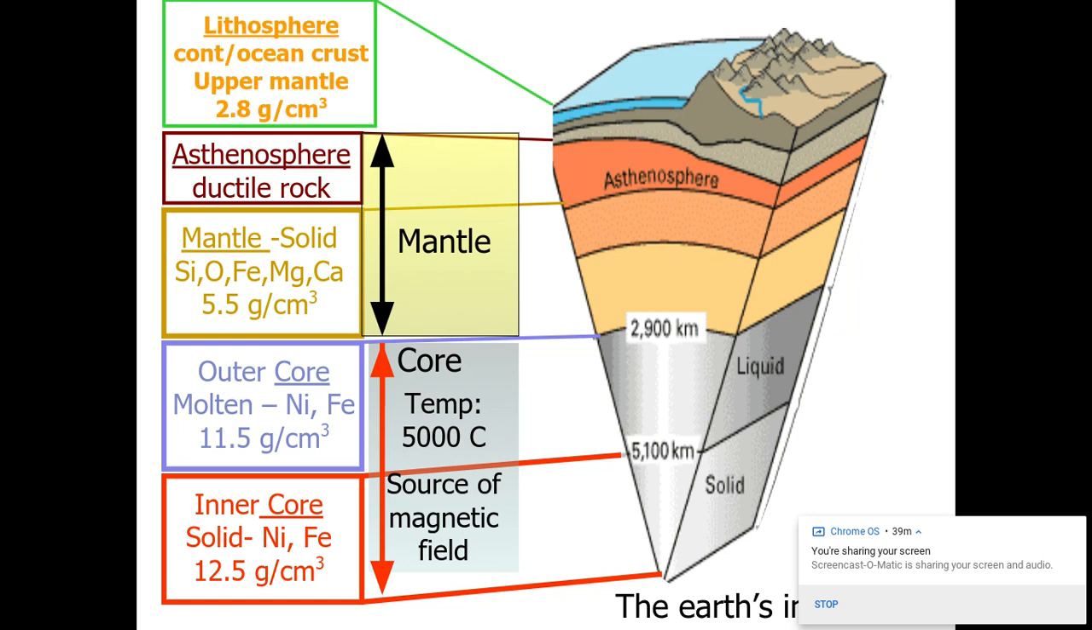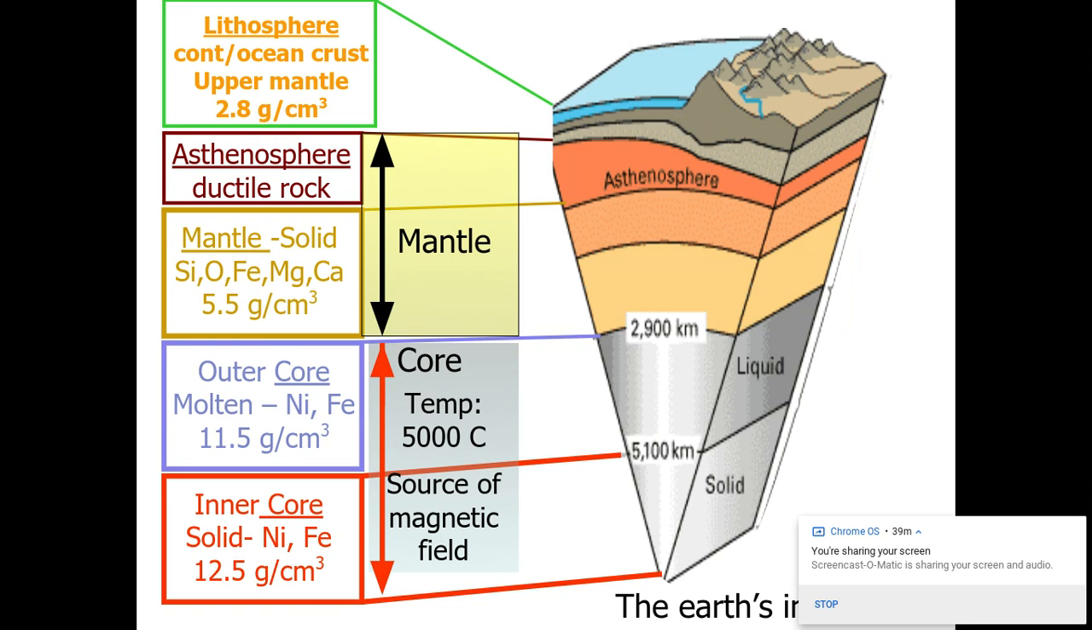Then up here on the very top of the Earth lies a very, very thin crust material. This is known as the lithosphere, which is a combination of both continental material where we live and ocean crust, which represents the ocean floor, and a little part of the upper mantle. And now the density for this material on average is about 2.8 grams per cubic centimeter, which is just about the density of an aluminum can.